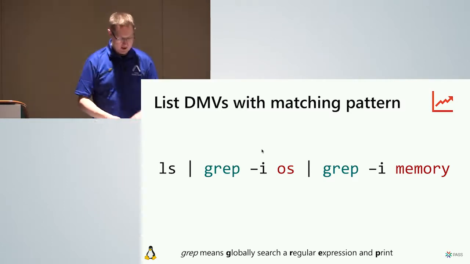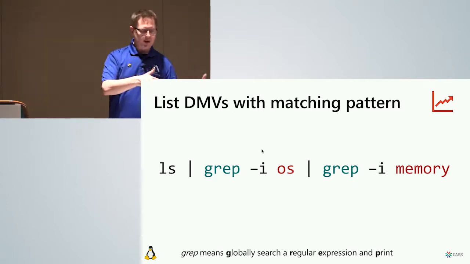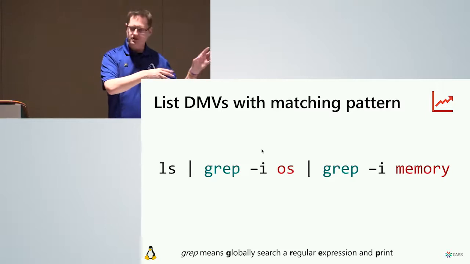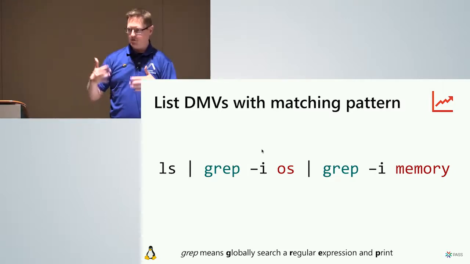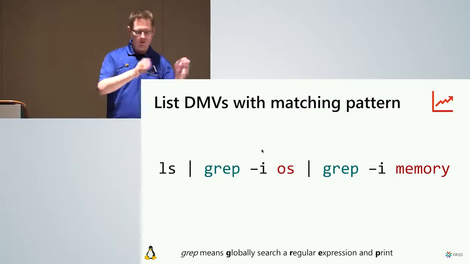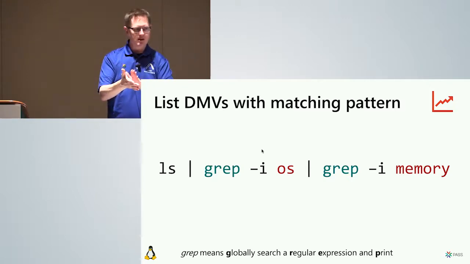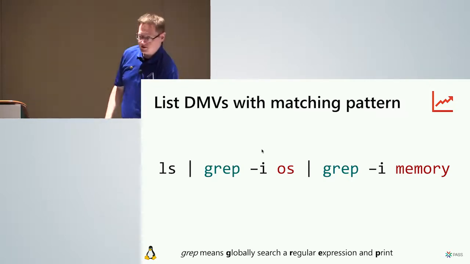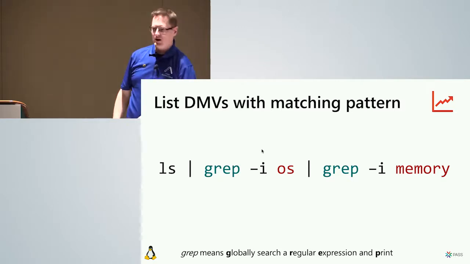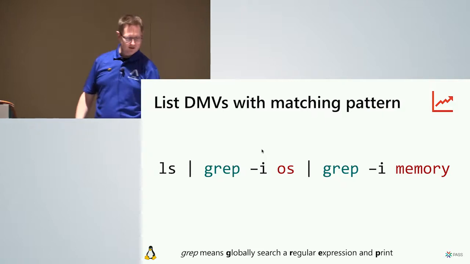In other words, it takes output from somewhere. Usually it's piped in. That's what the pipe is for. It's taking the output from ls and searching through it, looking for a string, and it's doing it twice in this example. It's looking for OS and looking for memory. So I'm looking for a DMV containing the words OS and memory. Very simple there. Why do we care about that? I will show you. Stay tuned.